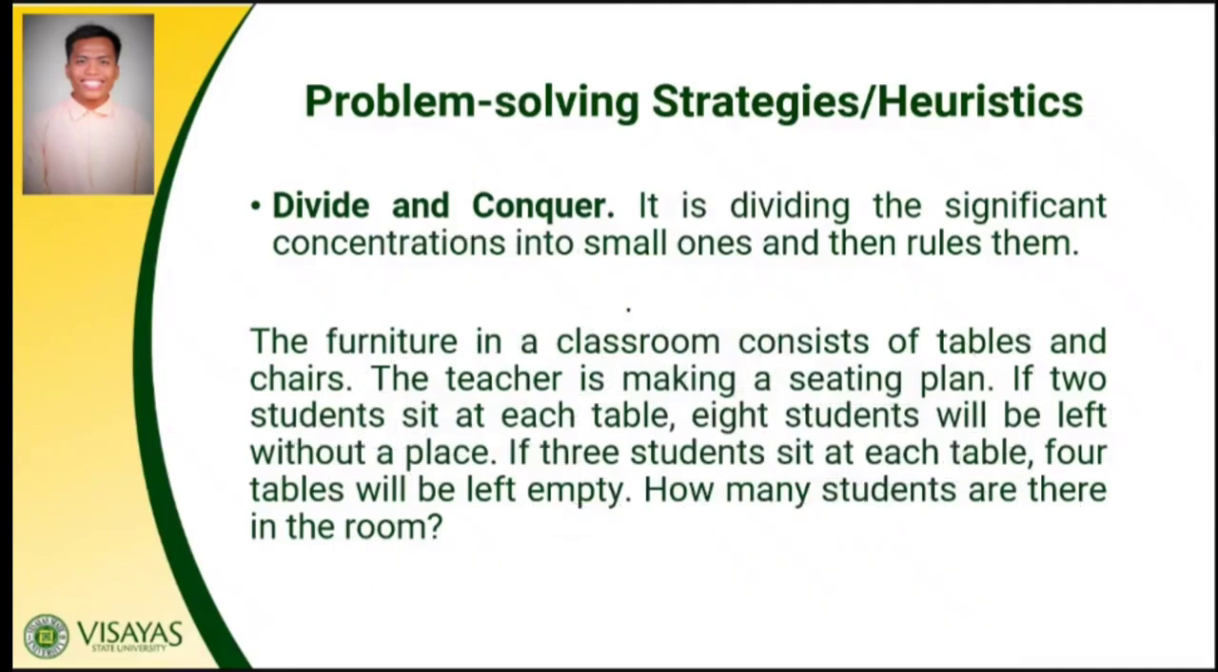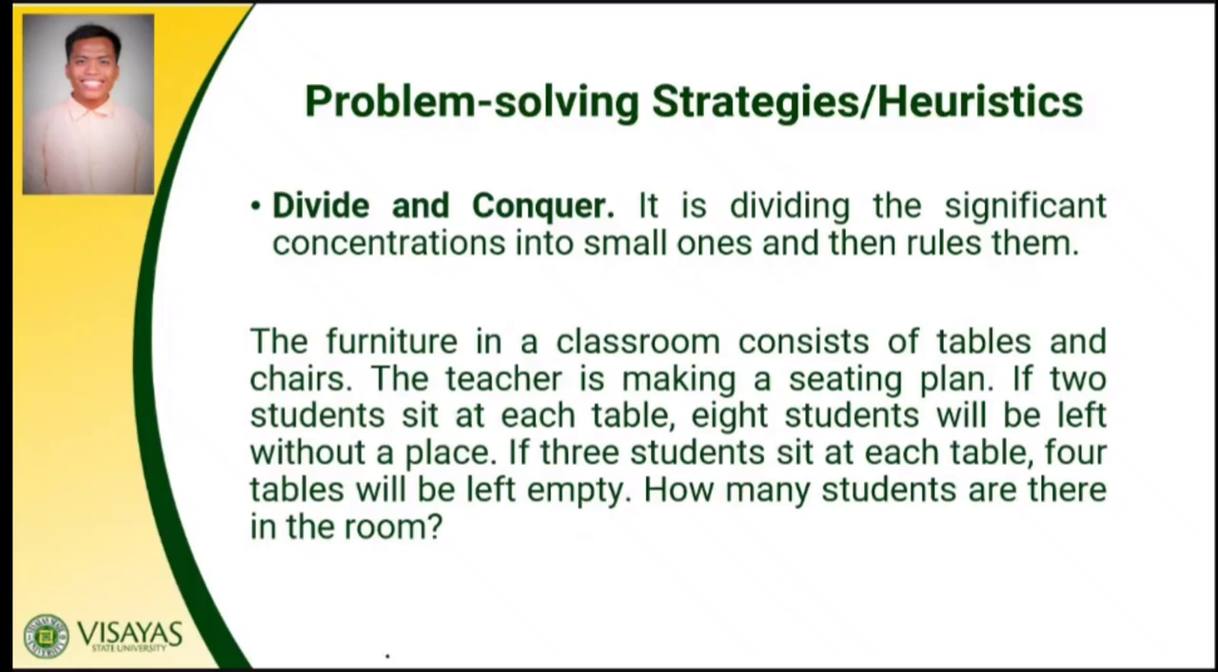Okay, example. The furniture in a classroom consists of tables and chairs. The teacher is making a seating plan. If 2 students sit at each table, there are 8 students who cannot sit. If 3 students sit at each table, there are 4 tables that will not be filled. How many students are there in the room?